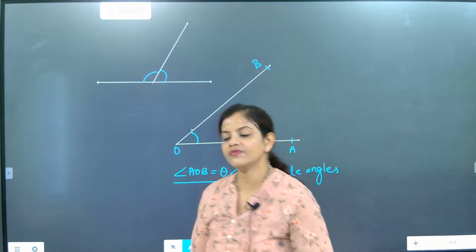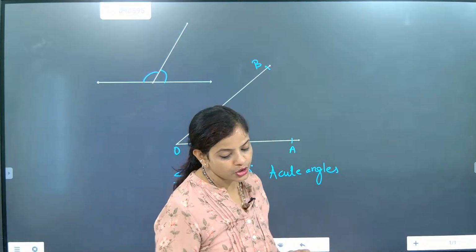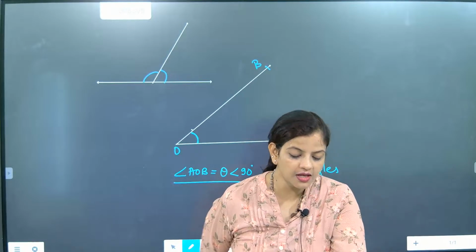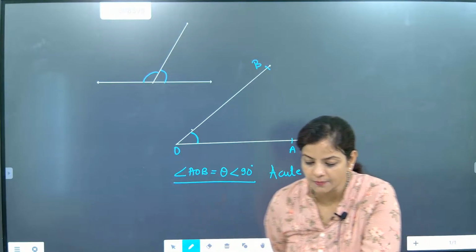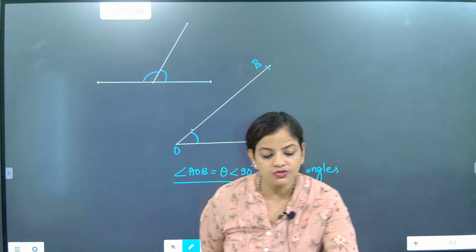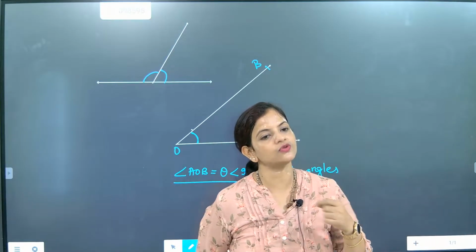Now look at it. We will talk about acute angle, right angle, obtuse angle, then straight angle, then reflex angle, and then complete angle. So there are different types of angles. Shanvi, where are you? All the different types of angles we are going to study today.